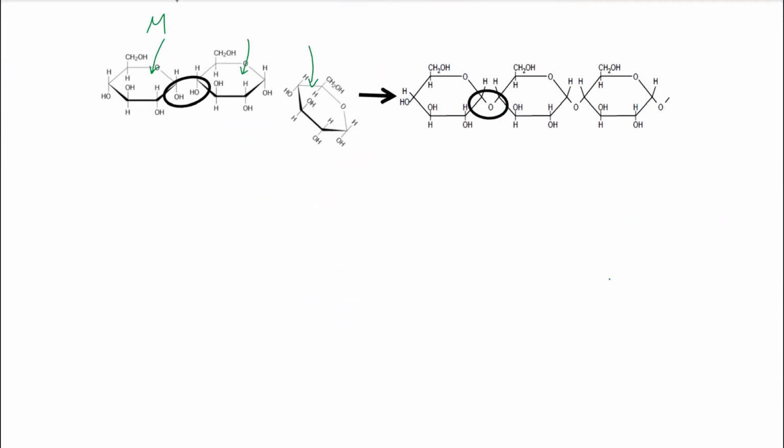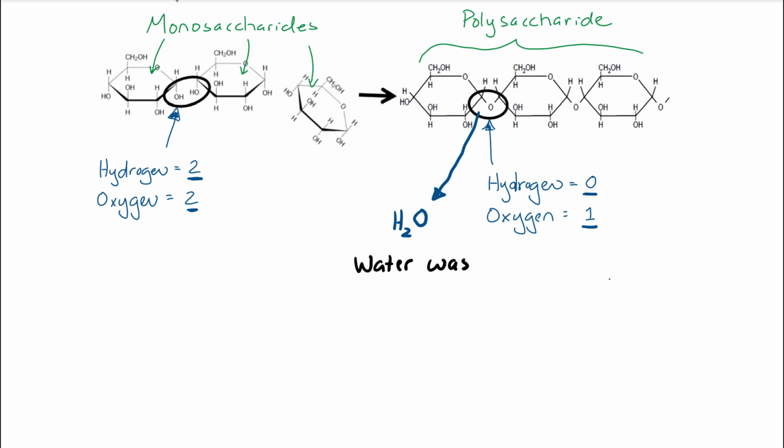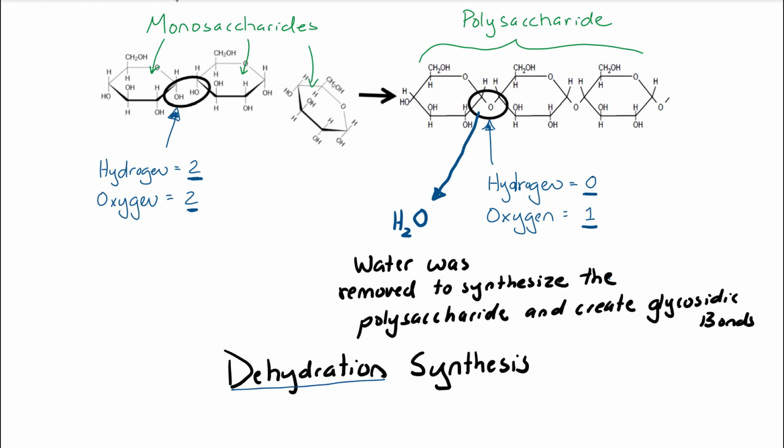Let's take a closer look at that dehydration synthesis and hydrolysis. This reaction shows monosaccharides coming together to make a polysaccharide. If you look in the circle, there's 2 hydrogen present and 2 oxygen. And over here, there's only 1 oxygen, no hydrogen. What must have been removed to bond these sugars together? 2 hydrogen and 1 oxygen. That's what's missing. Therefore, water was removed to synthesize this large polysaccharide. Therefore, this is known as dehydration, removing water, synthesis to build.